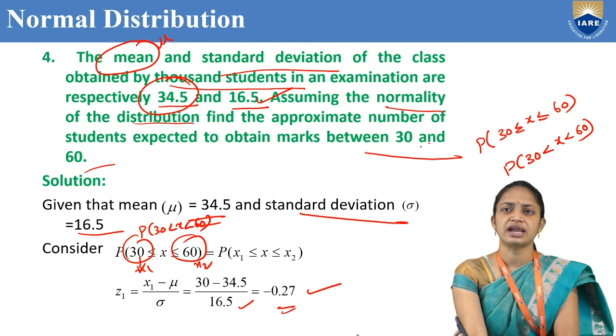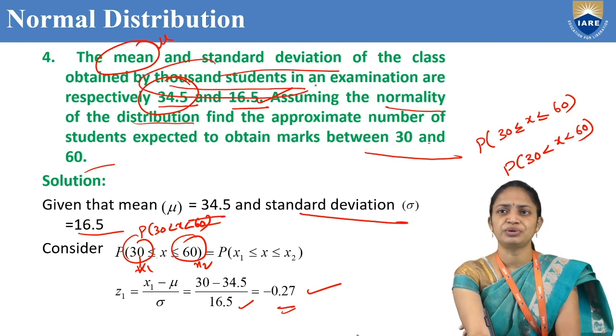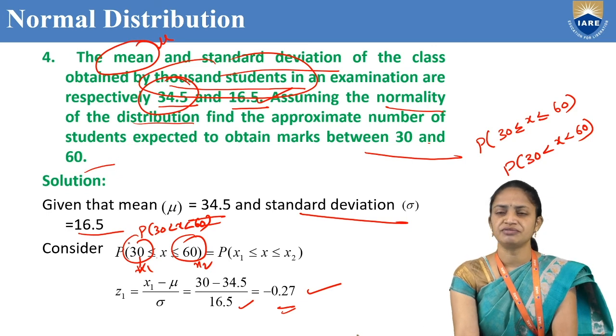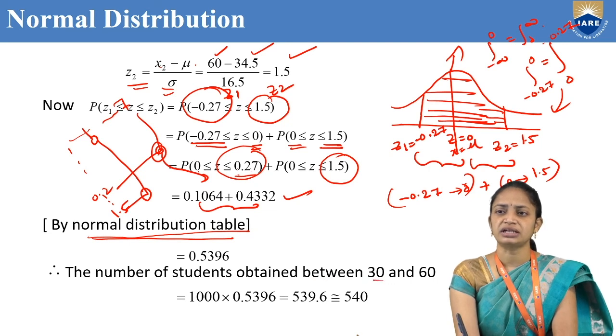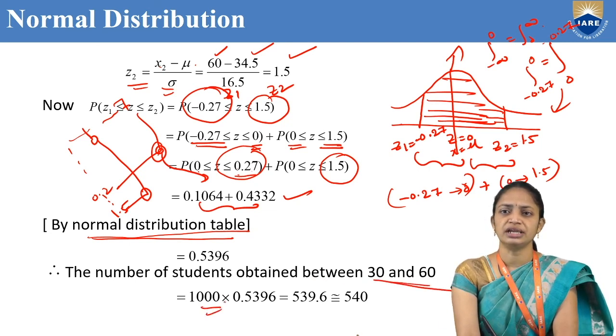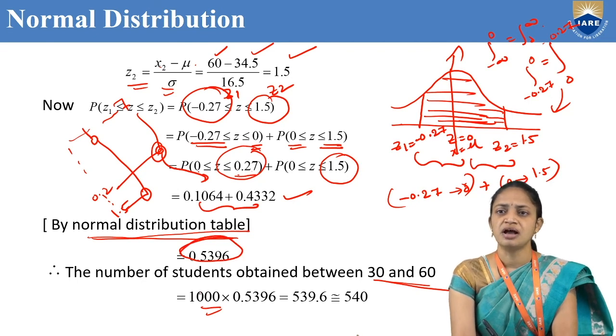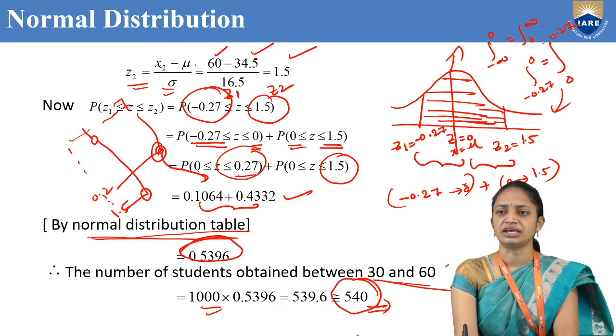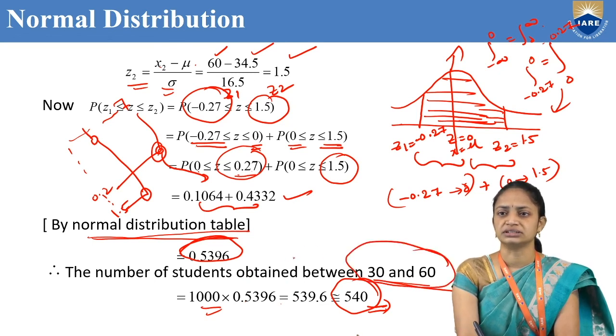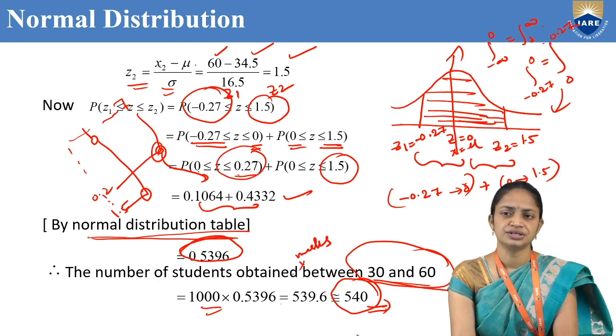In the question they have mentioned to find the approximate number of students expected to obtain marks between 30 and 60. Here we have 1000 students, so we need to multiply by 1000. Therefore, the number of students who obtained between 30 and 60 is 1000 times 0.5396, which after simplification is 539.6, approximately 540. So 540 students obtained marks between 30 and 60. This is the required solution.